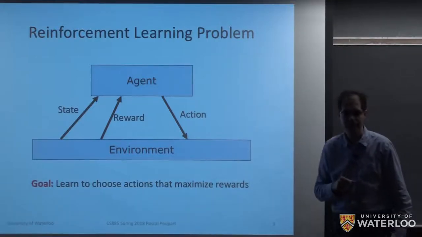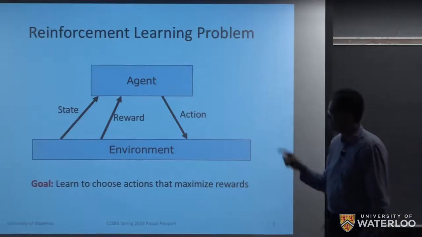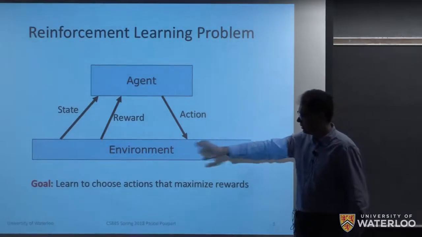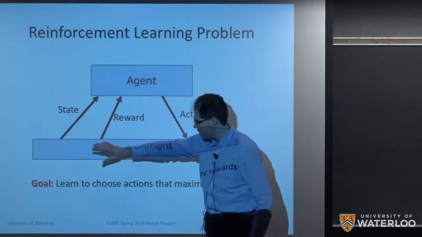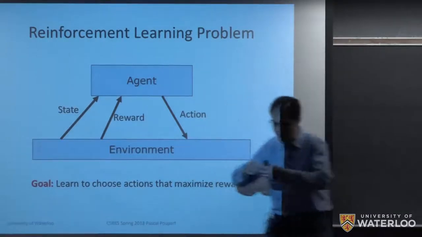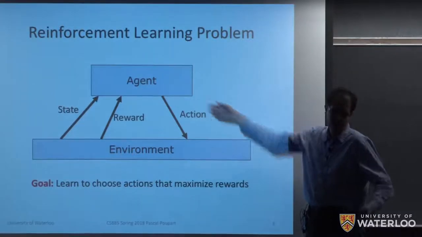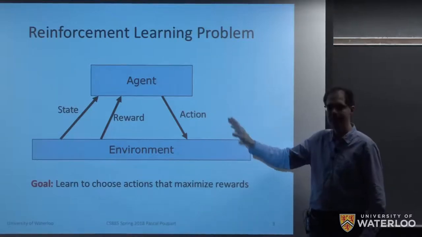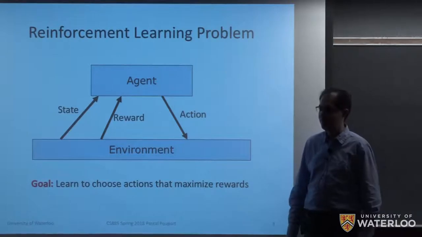Yeah? Is this system still fully observable, though? Ah, very good question. Is this system still fully observable? So at this point, I'm still making the assumption that the environment is fully observable. In other words, I get to observe what is the state of the environment, so the full description that matters for me to take actions and also predict what will happen in the future. But then later in the course, we're going to relax this, and then we're going to consider partially observable environments as well.